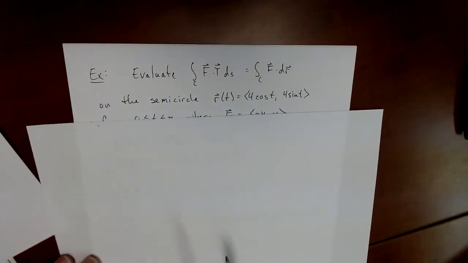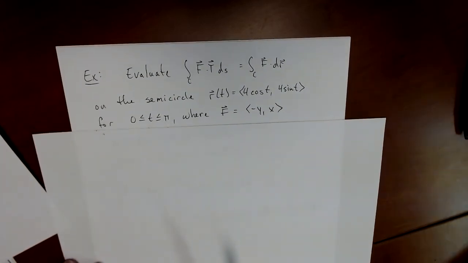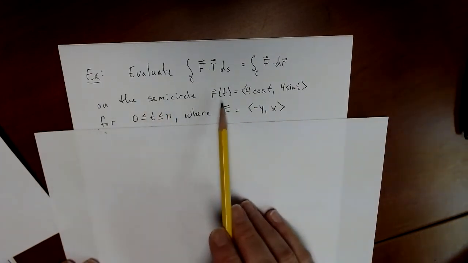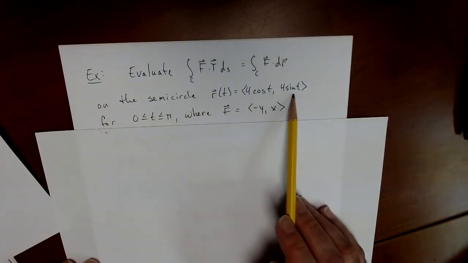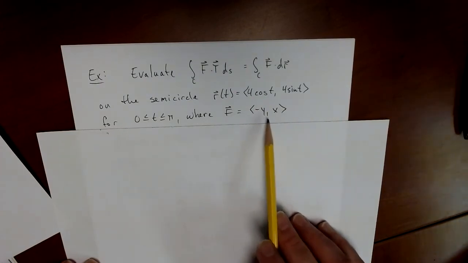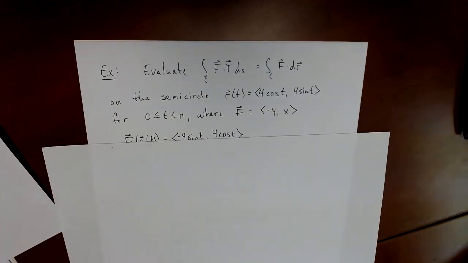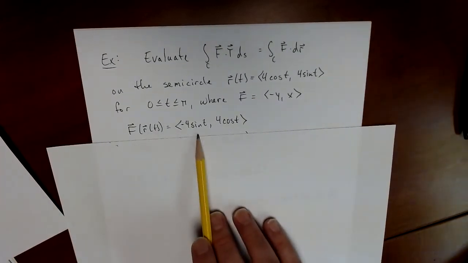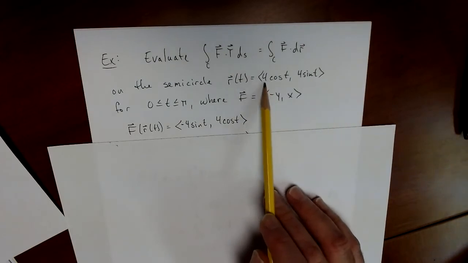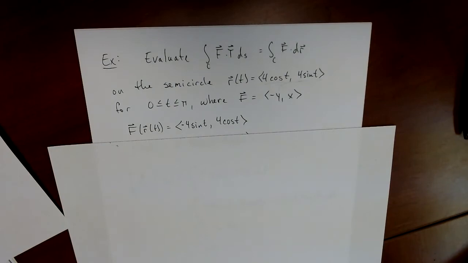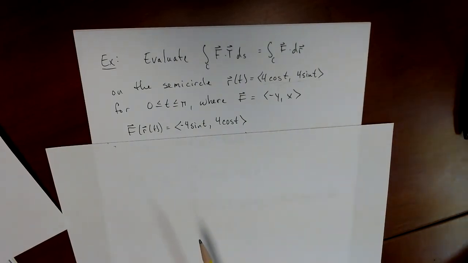Another example. We're doing a line integral of a vector field on the semicircle this time. r of t is 4 cosine t, 4 sine t, t between 0 and pi, and here our vector field is negative y, x. So the first thing I'm going to do is plug r of t into f. I get f in terms of t by plugging in. There's x, it goes there. There's y, it goes there. So we get negative 4 sine t, 4 cosine t.